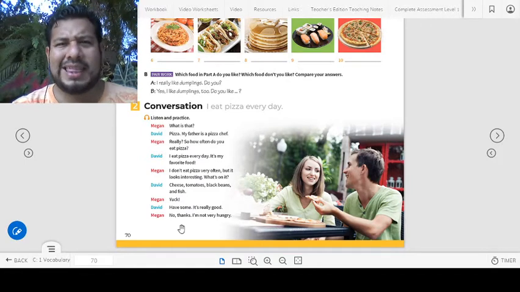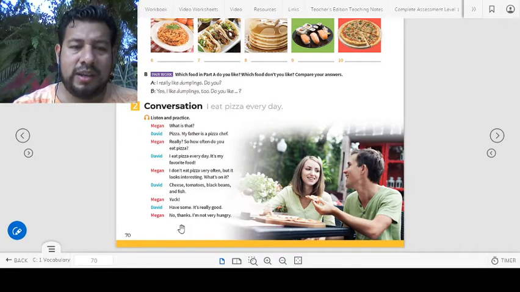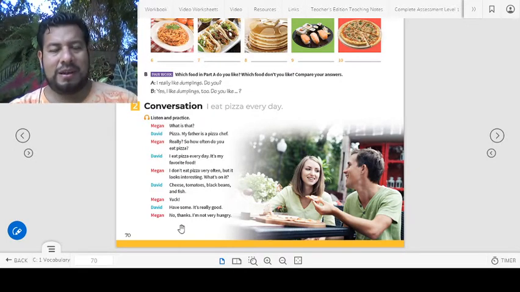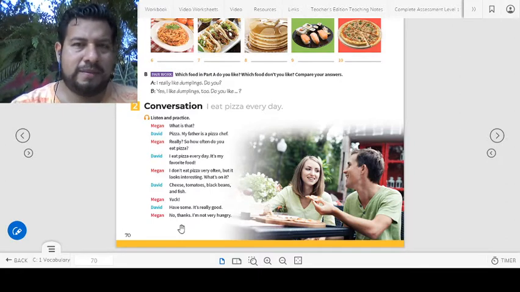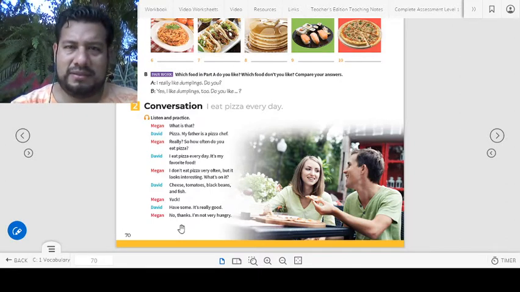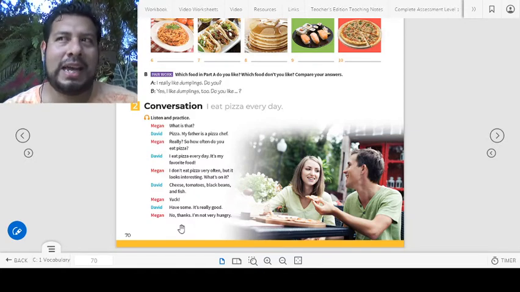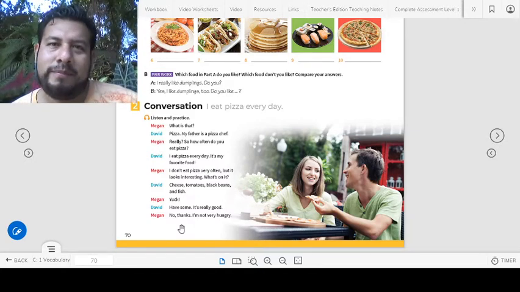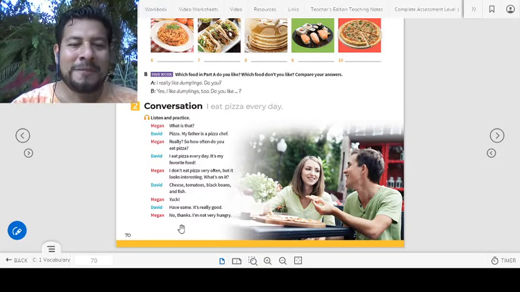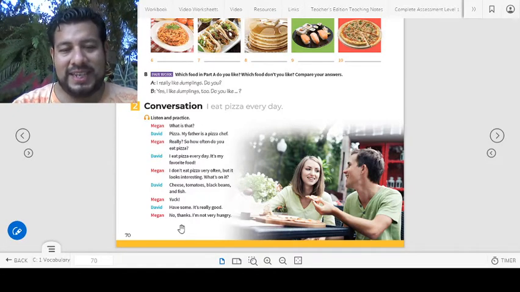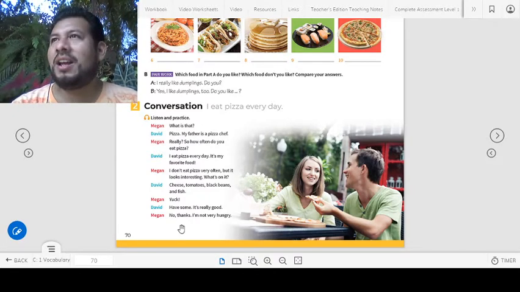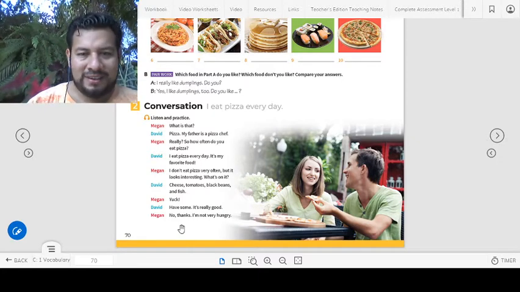What's on it? ¿Qué tiene tu pizza? Ahí viene lo bueno. Cheese, tomatoes, black beans, and fish. Aquí hay una parte en el audio que no está escrita, pero ella básicamente dice, ew, ¿no? Disgusting. Imagínense así su pizza rica, sabrosa, con catsup, tomatito, chilito y ¡pum! Pescado. Have some, it's really good, he says, but she says, no thanks, I'm not very hungry, okay?